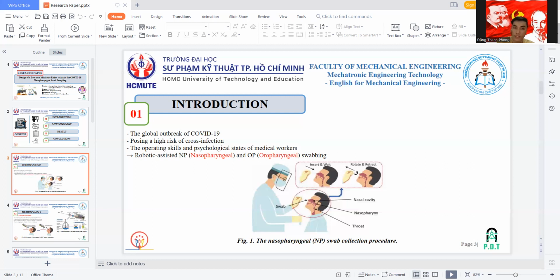So, robot-assisted swab sampling with remote operation capability may reduce the risk of infection for all the staff. The robot consists of a robot arm for motion control and a binocular endoscope for visualization.